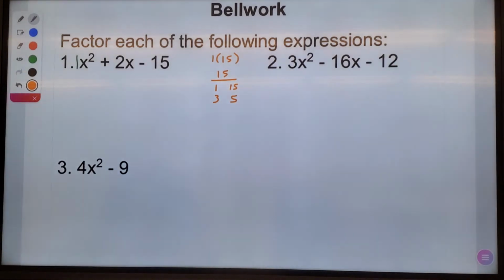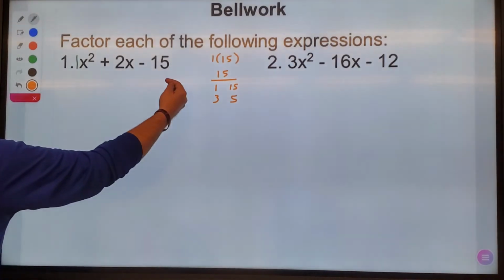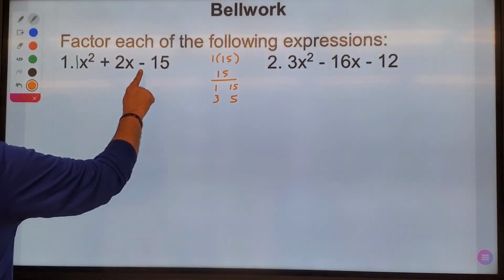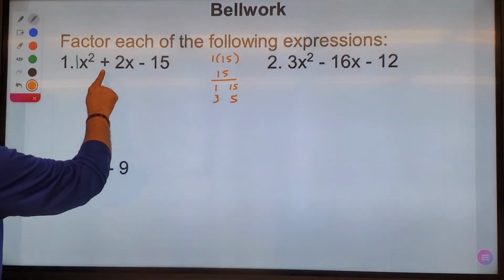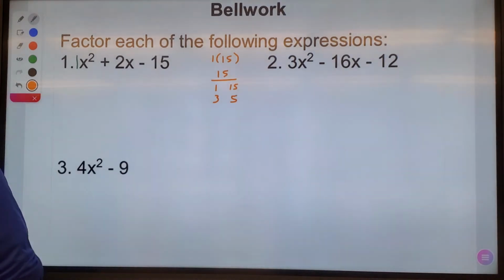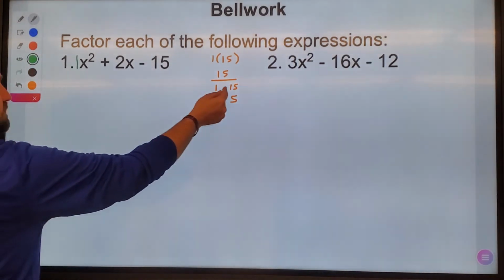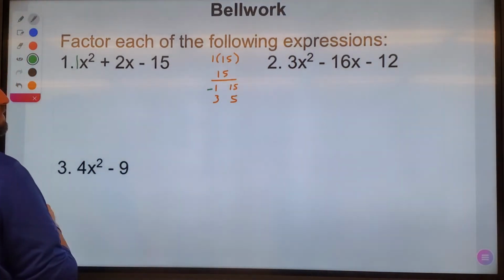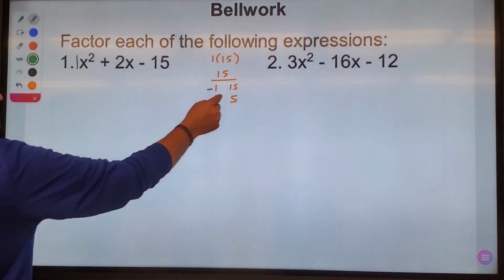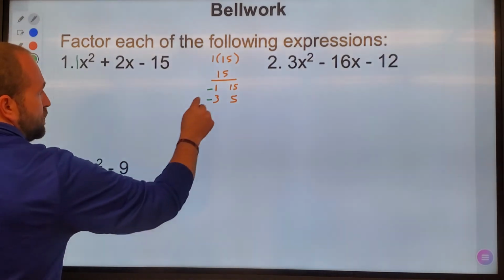Then through the process, we're going to find a set of factors that, if we work my way backwards, subtract, because that's subtraction, to get positive 2. So I'm going to take the large number minus the small number. If I take 15 minus 1, is that 2? No, of course not. But 5 minus 3 is. So we're going to use this set.